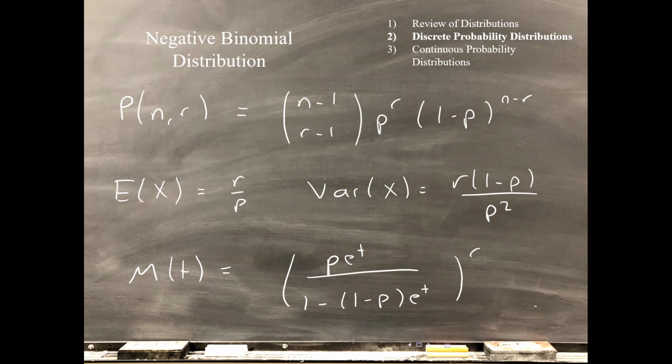Right. So what's notable about each of these expressions is that they're direct generalizations of what we saw for the geometric distribution earlier. Namely, the geometric distribution has r equal to 1, right? So in this case, the expectation value of x is r over p, the variance of x is r times (1 minus p) over p squared, and the moment generating function is p e to the t over 1 minus (1 minus p) e to the t, all raised to the rth power.